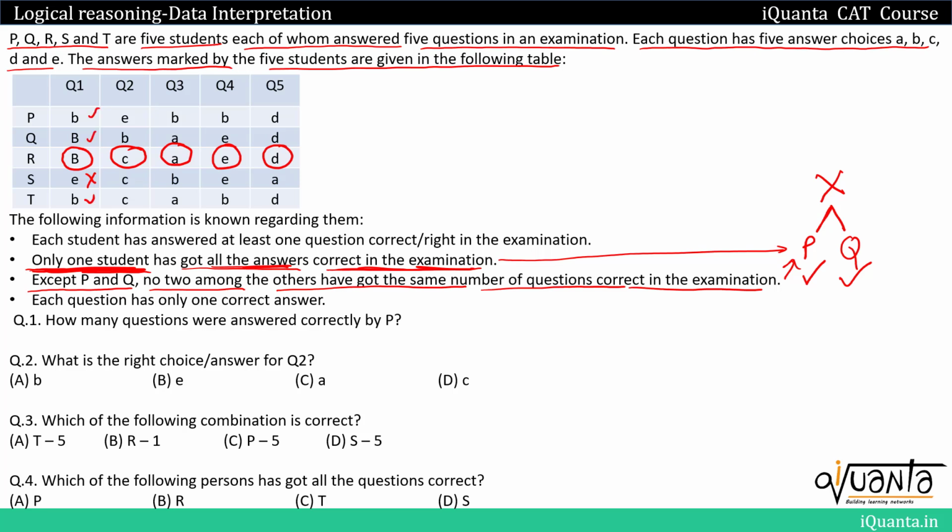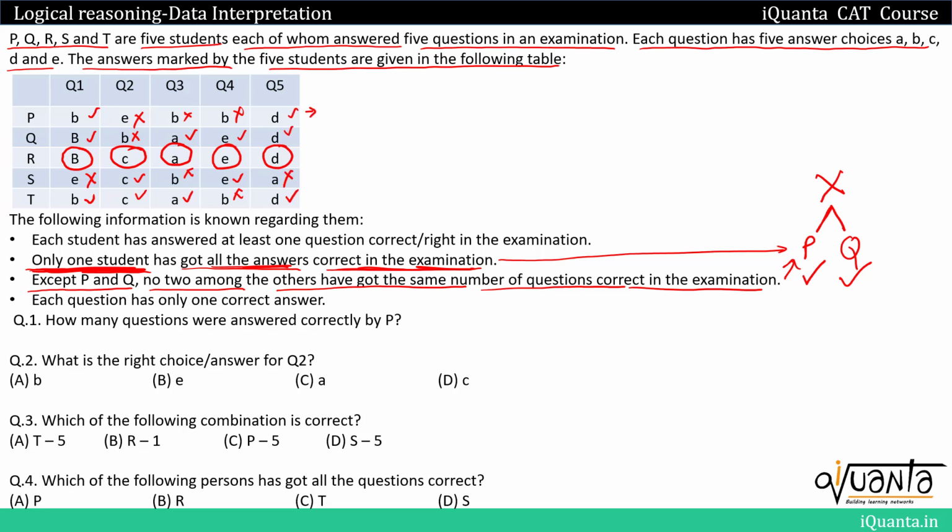Then for question 2, C will be the correct answer, so S and T will be right, these two will be wrong. For question 3, A is the correct answer, so these two will be wrong. For question 4, E is the right answer, so these two will be correct, these two will be wrong. And for question 5, D is the right answer, so these 3 will be right, this one will be incorrect.